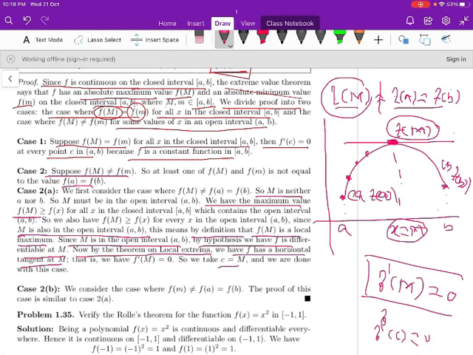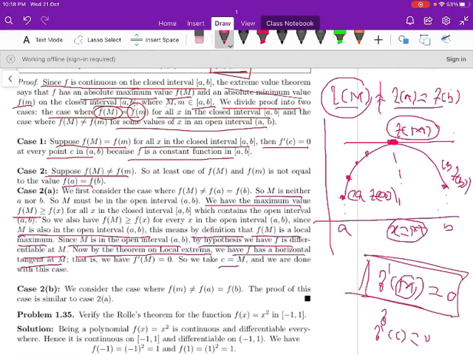So always, if the function is continuous in the closed interval ab, and the function is differentiable in the open interval ab, and one more condition, if f of a is equal to f of b, there is a point c, here I have taken M, there is a point M belonging to the open interval ab, such that f dash of M is equal to 0.